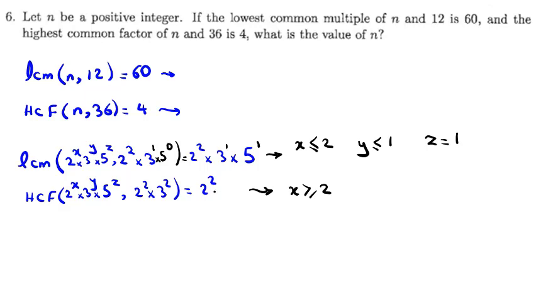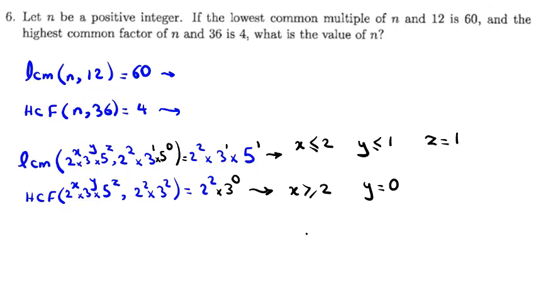Here it is 4. It is 3 to the power of 0. So the minimum is 0. So y will be 0 here. We understand because the minimum is 0, so it is 0. And for 5, it is 5 to the power of z. So it is 5 to the power of 1. We know that. And because it doesn't have 5, here we don't have 5.